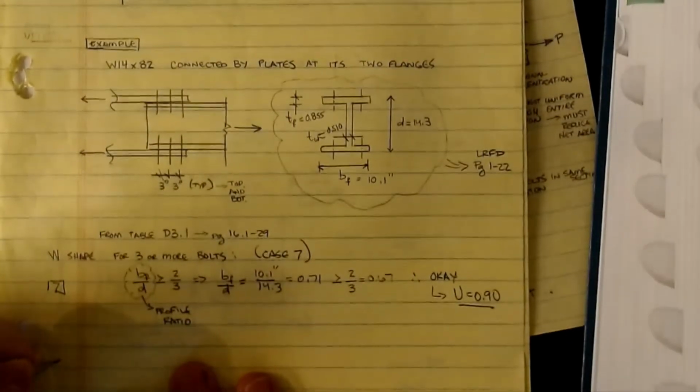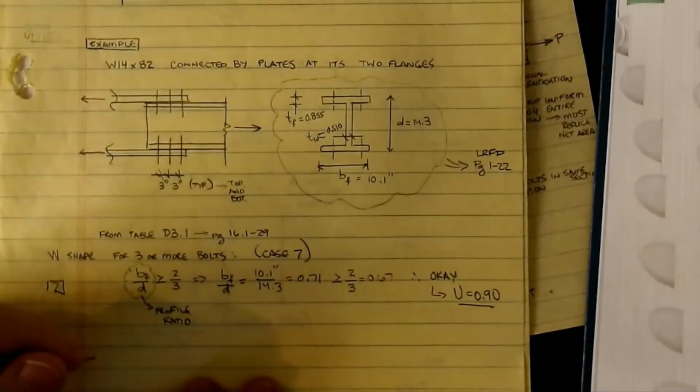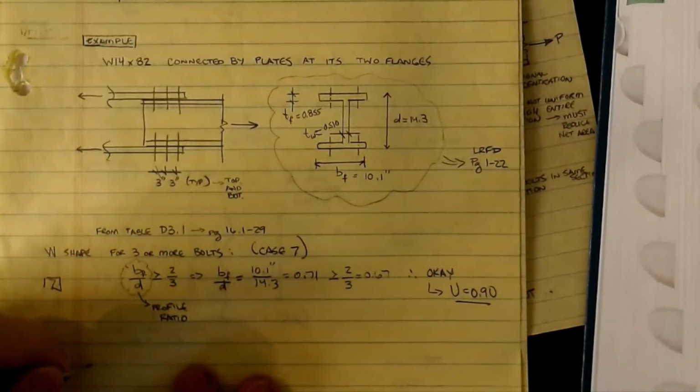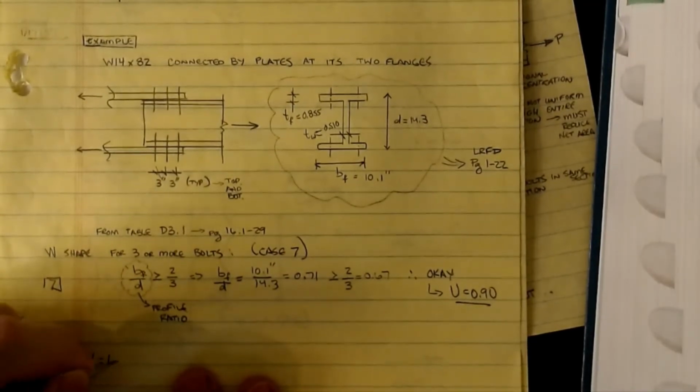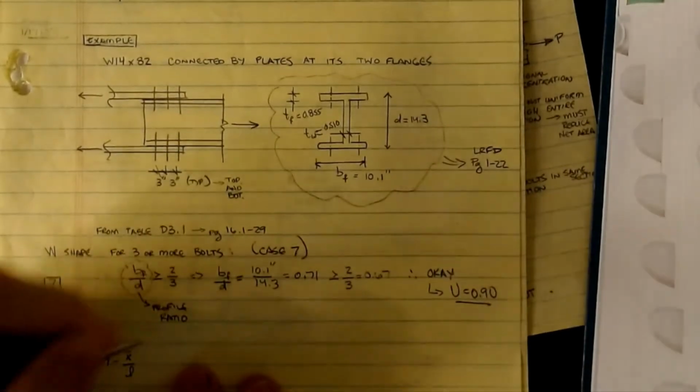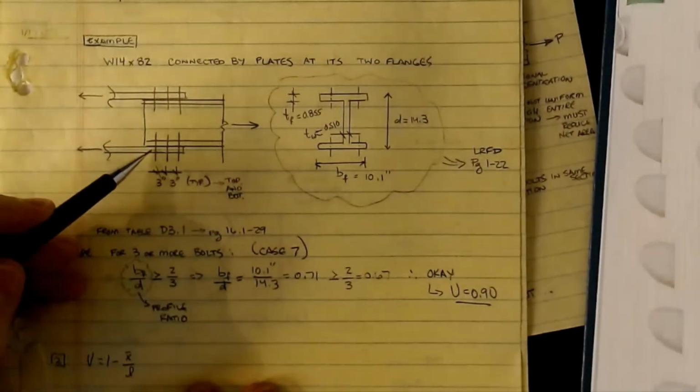If we try to apply this to case 2 on here, well, we have to do something a little bit different. Let's do U equals 1 minus x-bar over L. The length of the connection we said was the out to out of the holes.